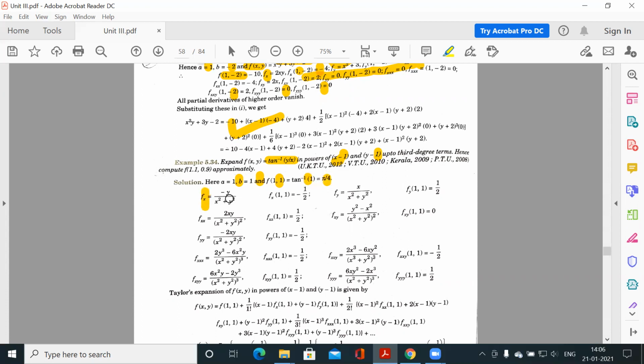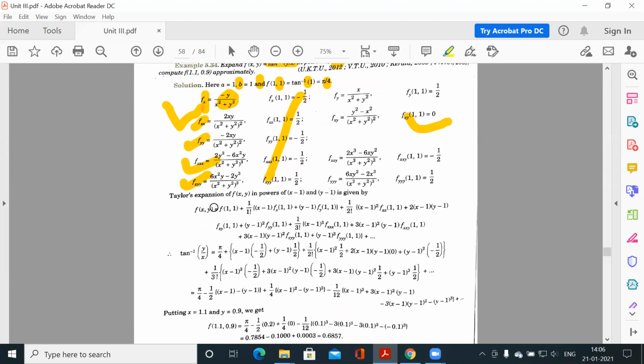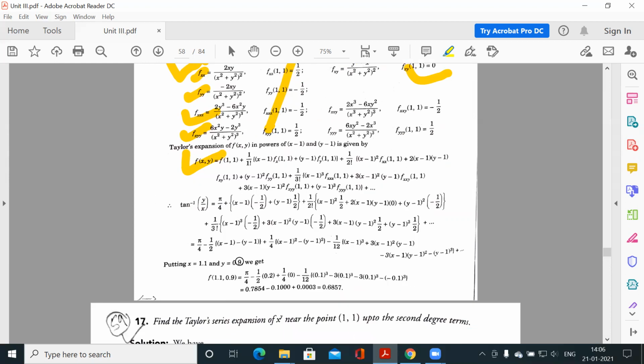Next, this is differentiation of f with respect to x. So differentiation of this function is 1 over 1 plus y over x square into the differentiation of y over x with respect to x, so minus y over x square. After simplifying, you will get this. Because we have already studied partial differentiation, these are partial derivatives of the function f. You have to find out the value at 1, 1. So these are all derivatives. Substitute in the given expansion, you will get your answer.